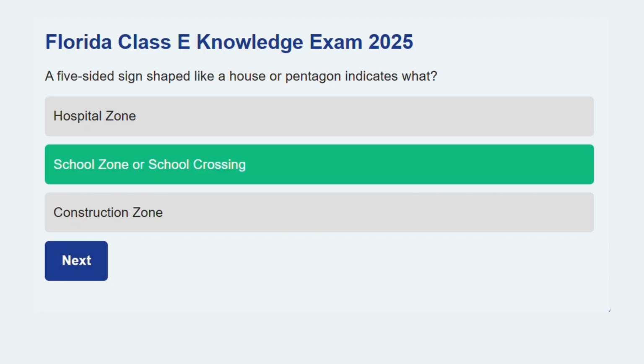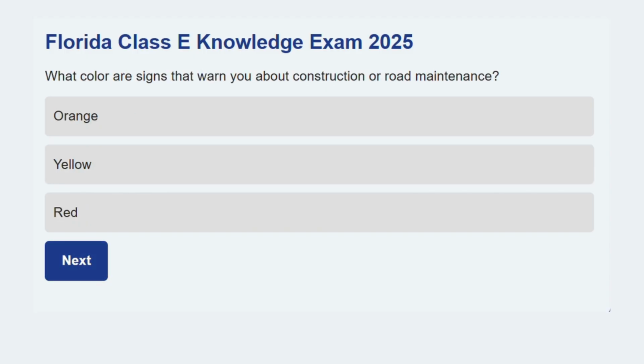Here's another one. What color are signs that warn you about construction or road maintenance? Orange. Orange signs are used for temporary work zones.